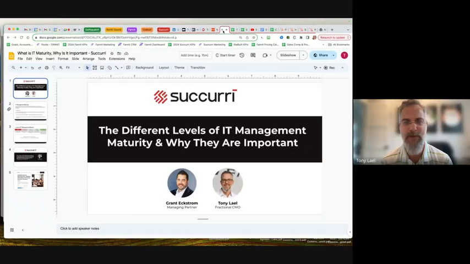And the topic we want to talk about today is the different levels of IT management maturity and why that's even important to have business owners understand.